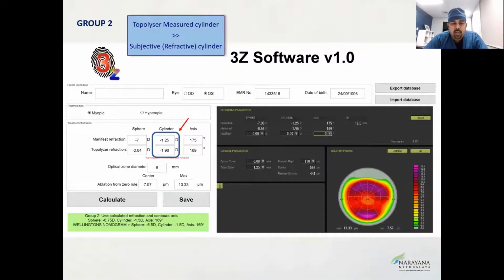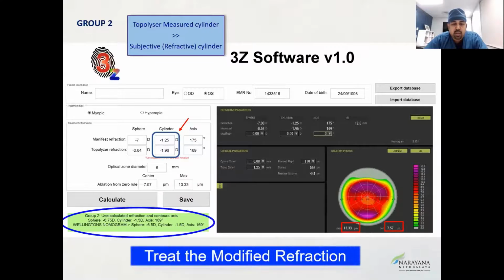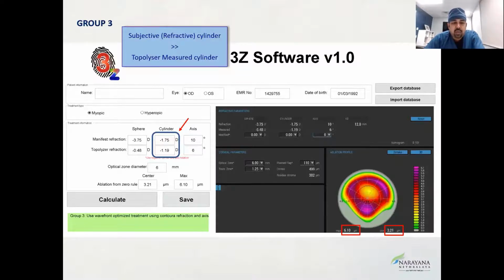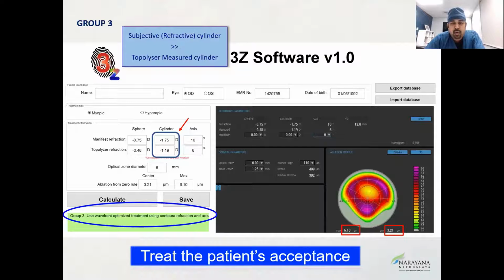So when you look at group 2, wherein I said the topographic refraction is more than 0.5 diopters higher than what the patient is accepting, if you look at these patients, they have a higher zero rule ablation, that is, they have higher order aberrations on the cornea. And in these patients, it will show you a modified refraction that you need to treat with the axis. And in group 3 patients, where it was a lens-induced cylinder, their corneal aberrations are not significant, but the lens was acting more. So these patients would usually require a course of a cycloplegic and nightly atropine for a few days. And you can go ahead with the final wavefront optimized treatment for these patients.